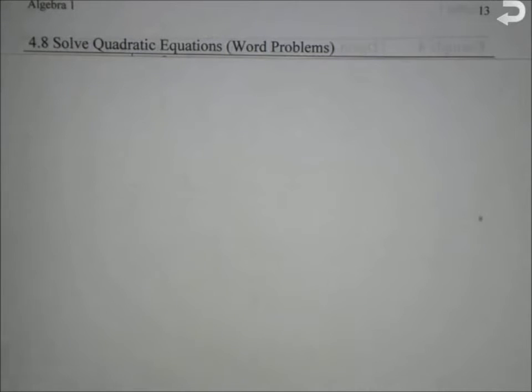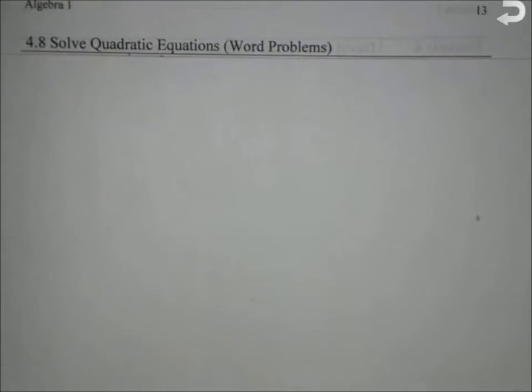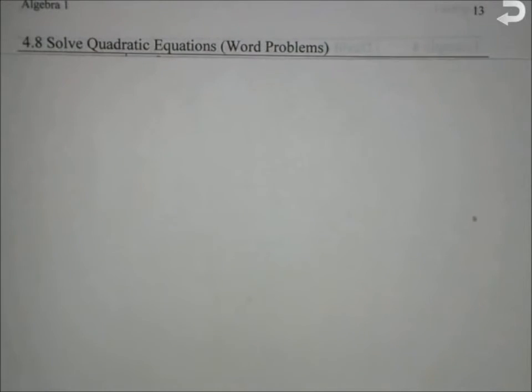Okay, so what we're doing in 4.8 is now we're taking what we just learned and we're applying it to word problems. Okay, so we are going to be doing word problems. It's just examples here.